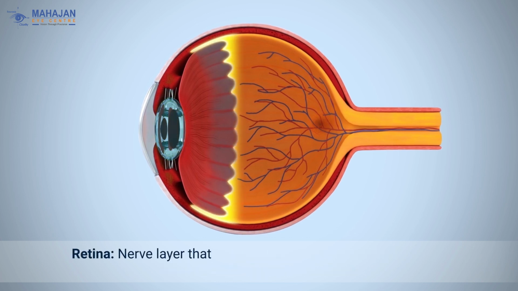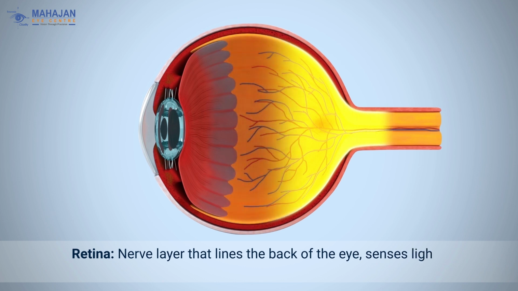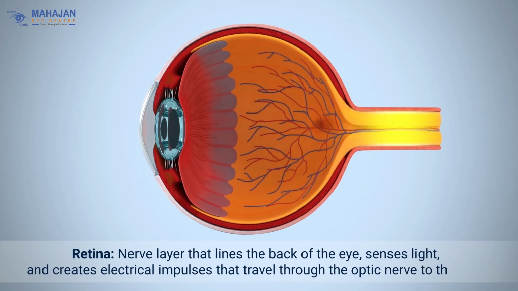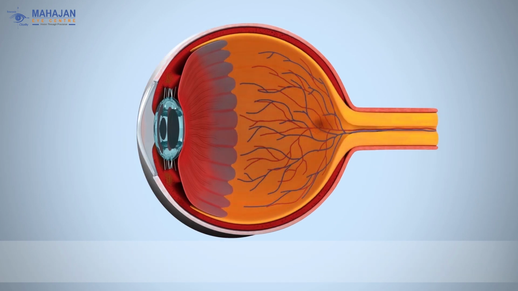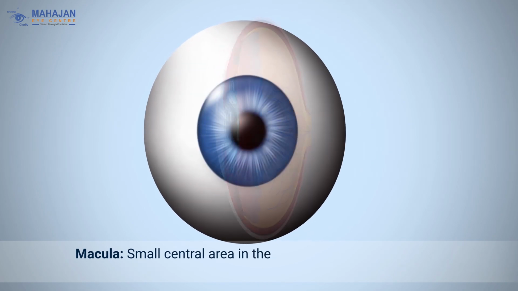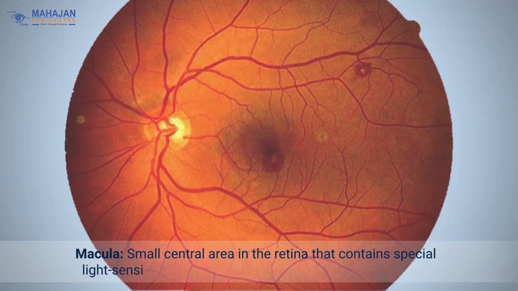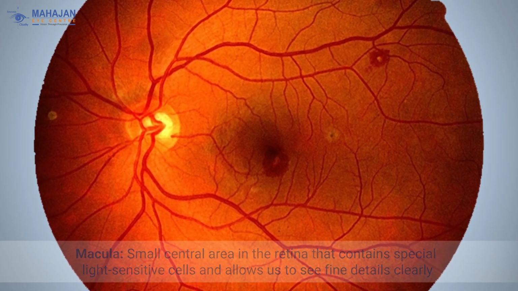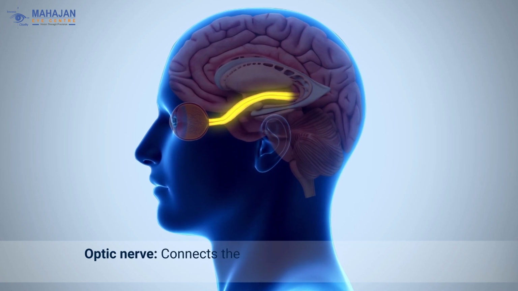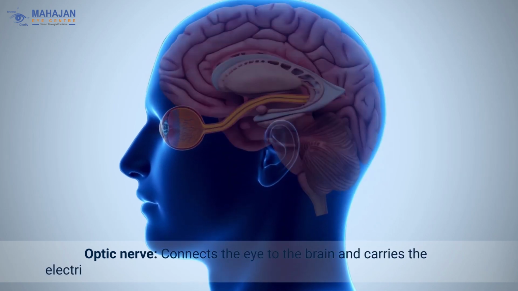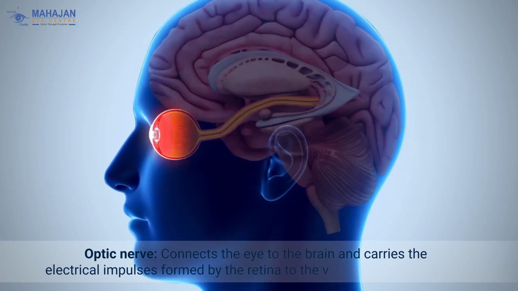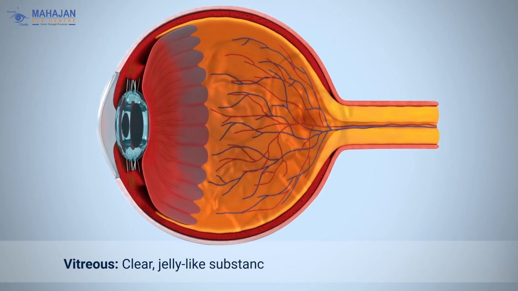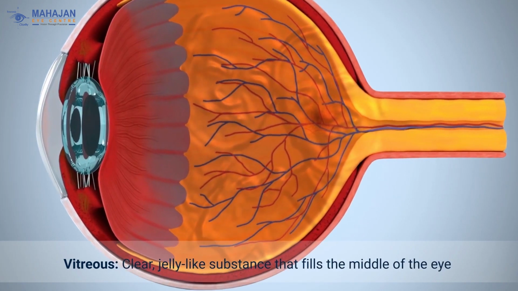Retina is a nerve layer that lines the back of the eye, senses light, and creates electrical impulses that travel through the optic nerve to the brain. Macula is a small central area in the retina that contains special light-sensitive cells and allows us to see fine details clearly. Optic nerve connects the eye to the brain and carries the electrical impulses formed by the retina to the visual cortex of the brain. Vitreous is a clear, jelly-like substance that fills the middle of the eye.